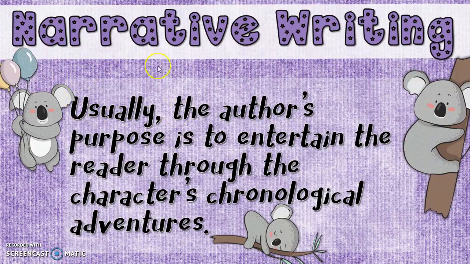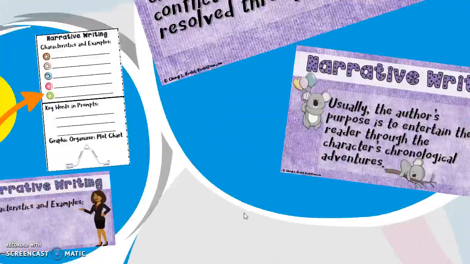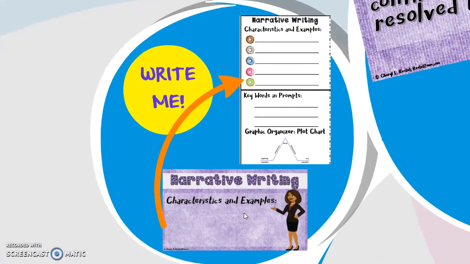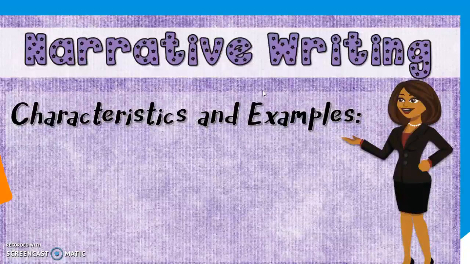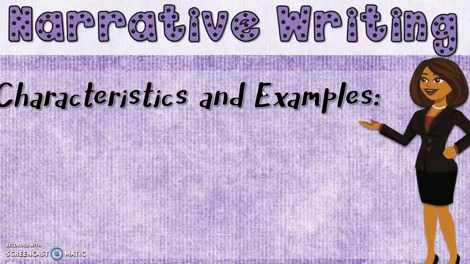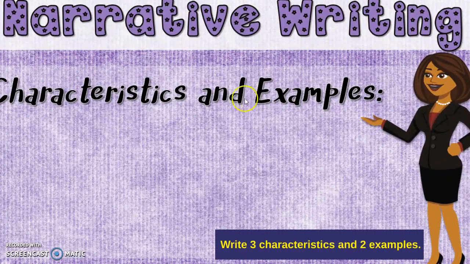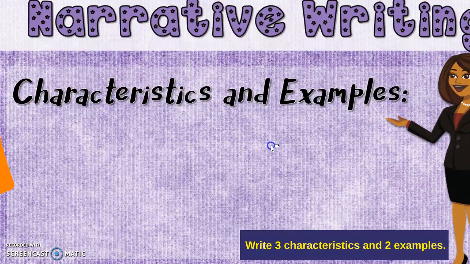Now, you may feel like this little guy right here and think it really isn't entertaining, but it doesn't change the fact that the author is trying to make sure that you are entertained by the story, the narrative that they are telling. It is time to write, and we're going to write the first part up here, characteristics and examples, in our donut section. So, we're going to do characteristics first. I want you to write down 3 characteristics and 2 examples.